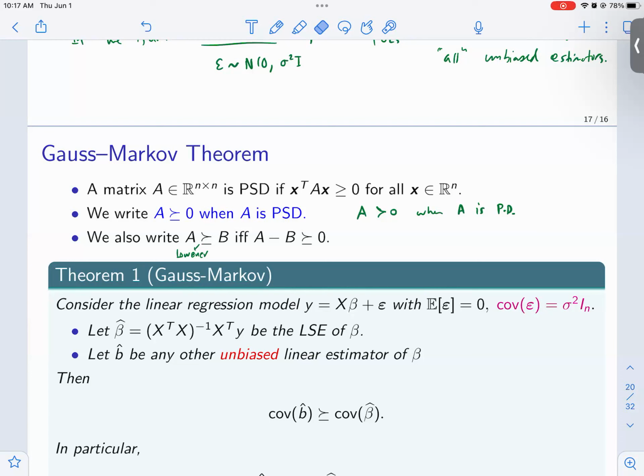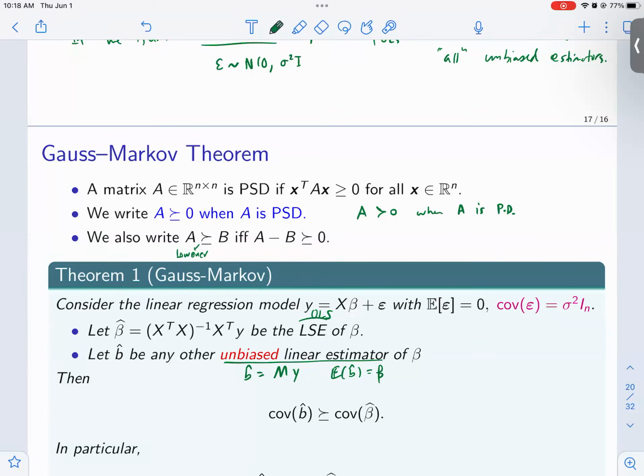I'll form the least squares estimate, LSE, or you can call it ordinary least squares, OLS, of β. Let B hat be any other unbiased linear estimator of β. So unbiased linear estimator means B hat can be written as some M times y. That's the linear part. And I also know that the expectation of B hat is β for all β. So this is some other linear estimator for some matrix M.